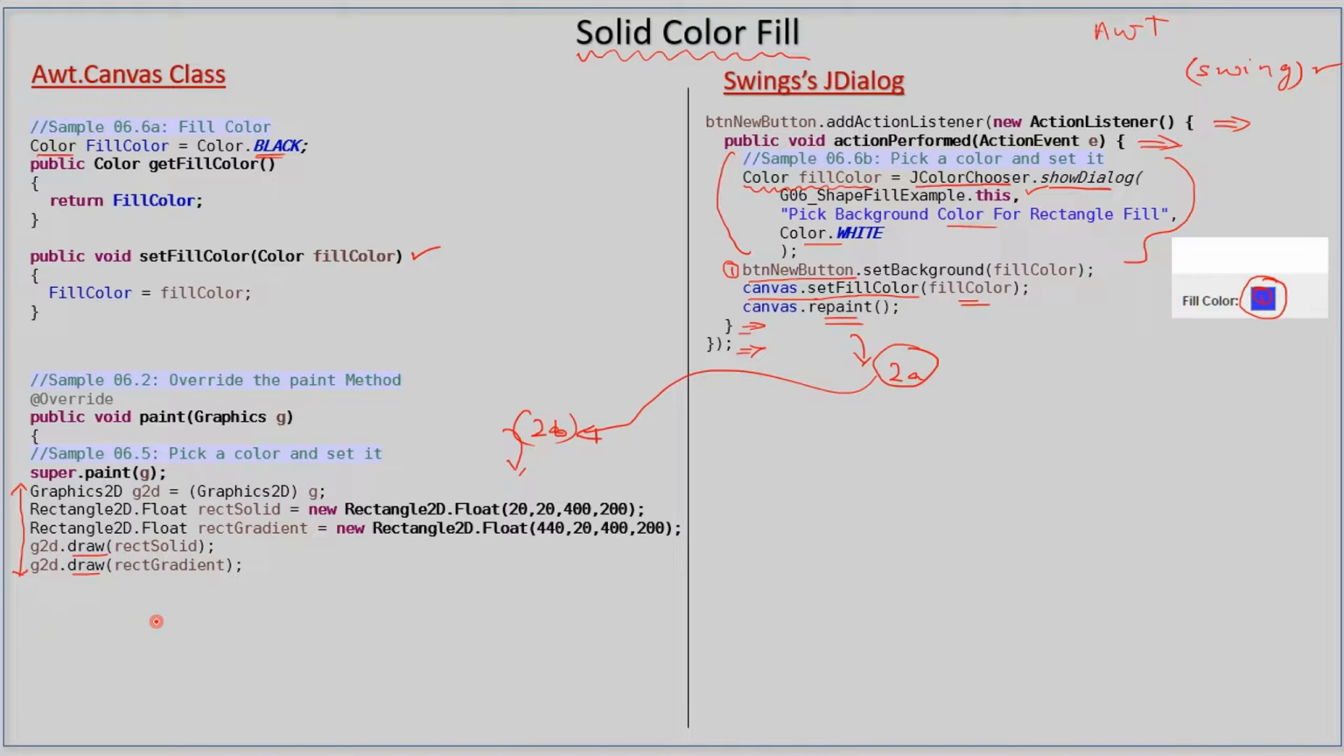So now we have to revisit this paint method and perform fill using this color which is picked by this color chooser.